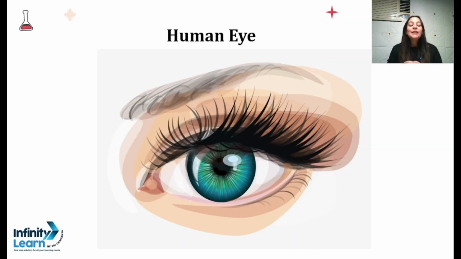As you all know, the human eye is a naturally occurring optical instrument. It is one of our sense organs, right? And it gives us the sense of vision. Whatever beautiful world that you can see around yourself is just because of this pair of eyes, which enables us to see everything happening around us.